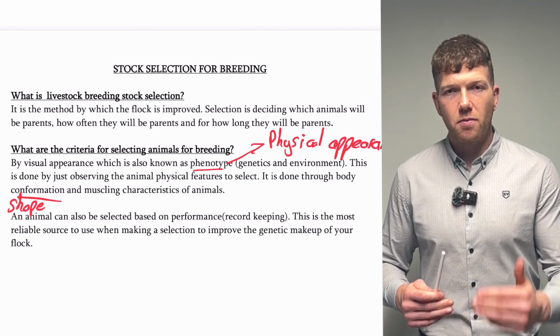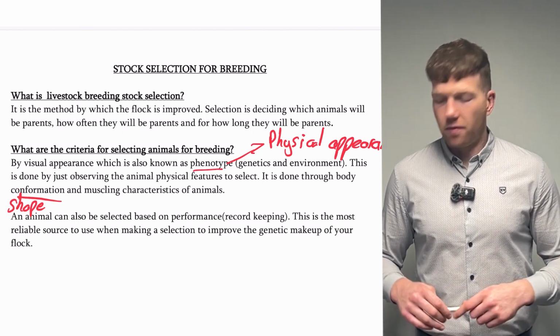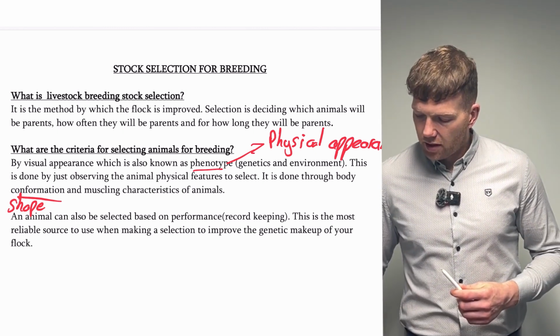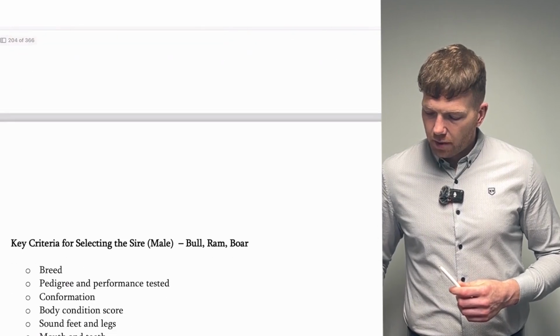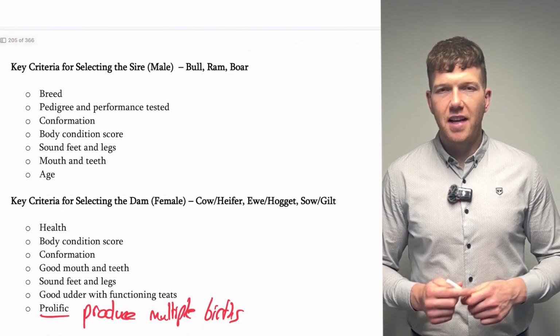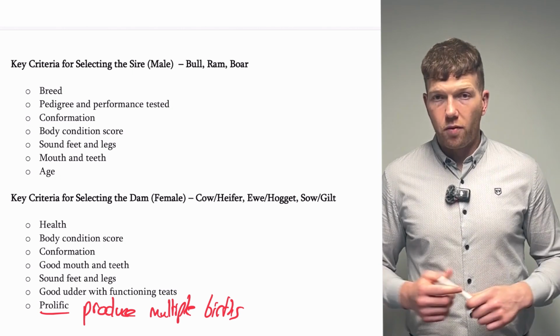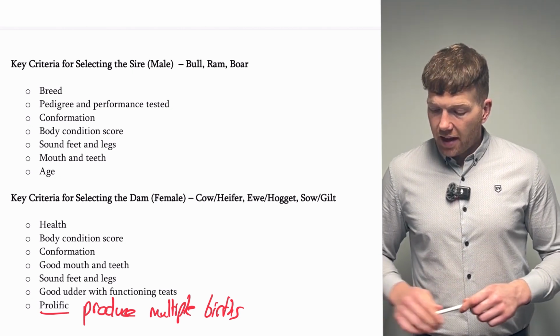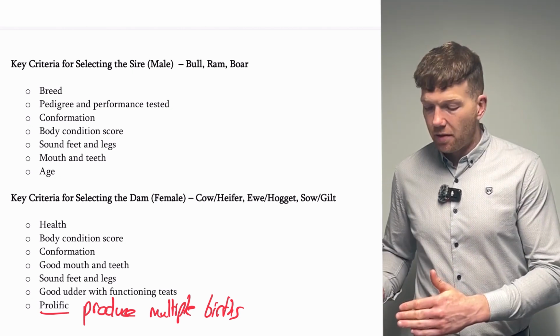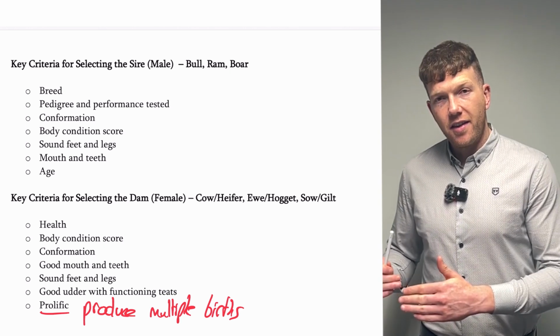So if you have better cows producing better milk, it's going to be more profitable for the farmer. So that's what you'd always be trying to encourage on your farm. Now, when you're selecting the sire, remember the sire is the bull, the ram, or the boar if we're talking about pigs. Again, the reasons for selecting the sire and the dam are very similar.